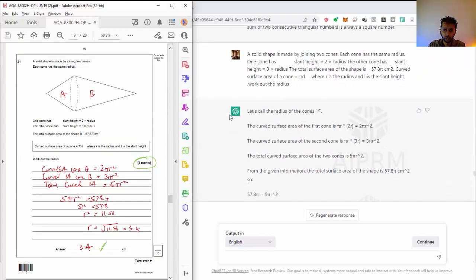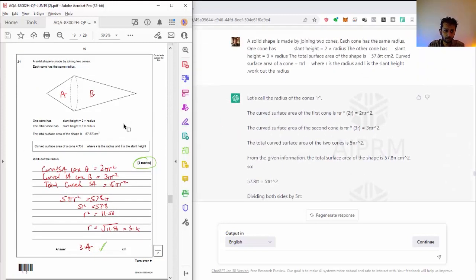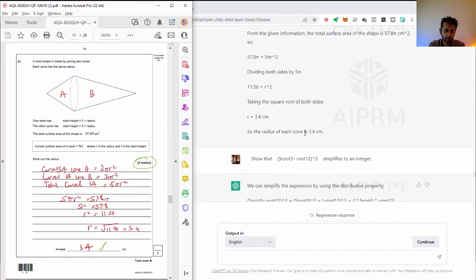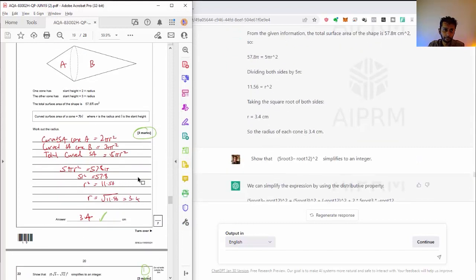Question 21, I described this diagram, and it did everything correctly and gave me an answer of 3.4, and 3.4 was the correct answer, so full 3 marks on that one.